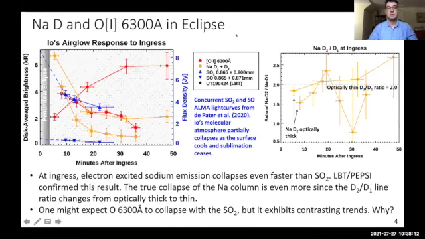These are some of the main results. We can see on the left side of the plot, it's time versus brightness. And we can see that electron excited sodium collapses, that's the yellow here. And the blue is actually a concurrent, same date ALMA observation of sulfur dioxide and sulfur monoxide by de Pater.